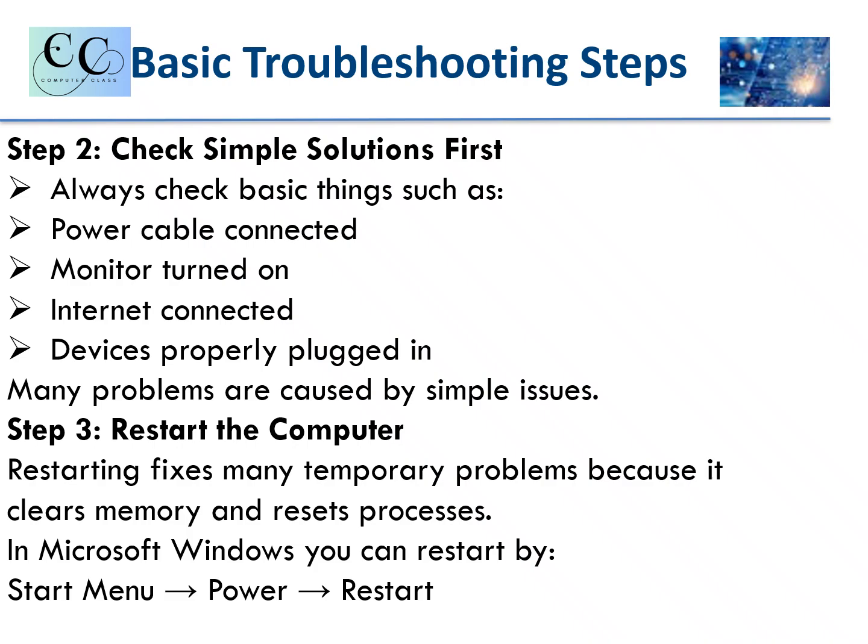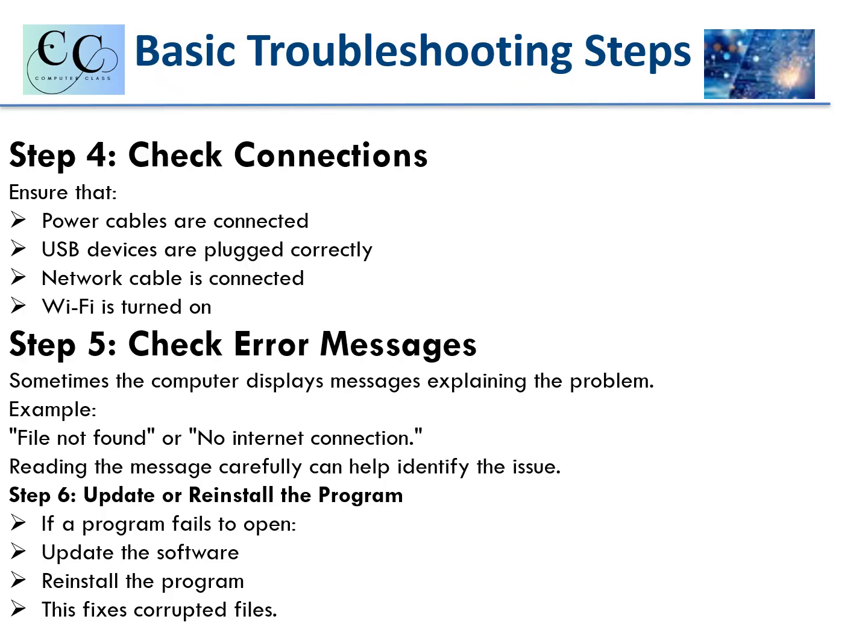The third step is restarting your computer. Restarting fixes many temporary problems because it clears memory and resets processes. In Microsoft Windows, you can restart by going to the Start menu, Power, then Restart. The fourth step is to check connections. Ensure that the power cables are connected, USB devices are plugged in correctly, network cables are connected, and Wi-Fi is turned on. The fifth step is to check the error message.